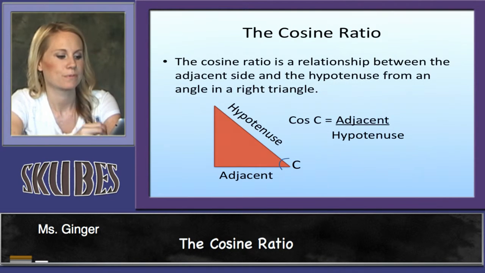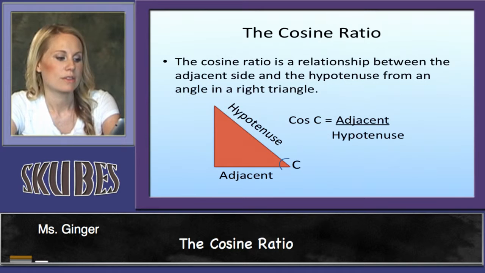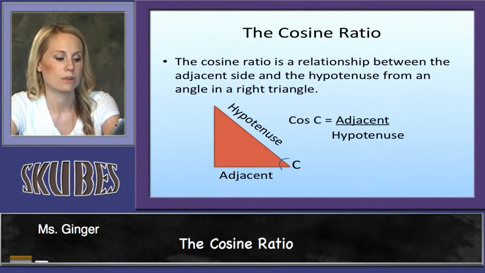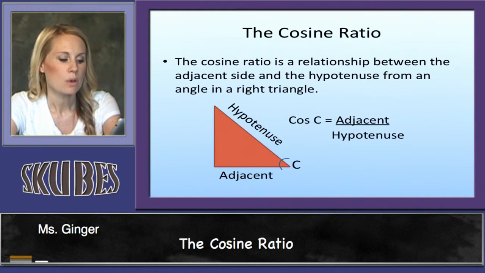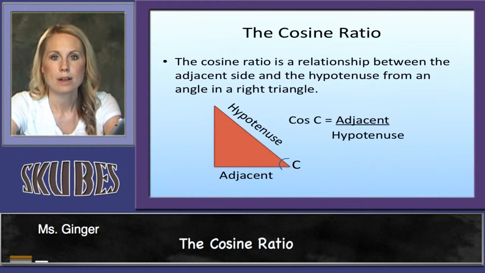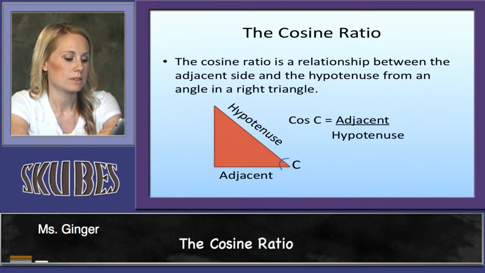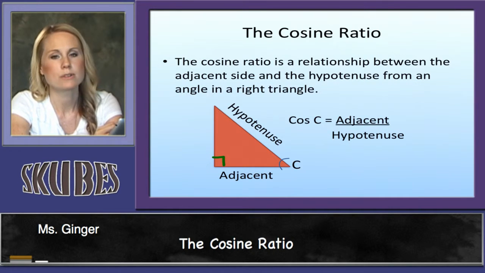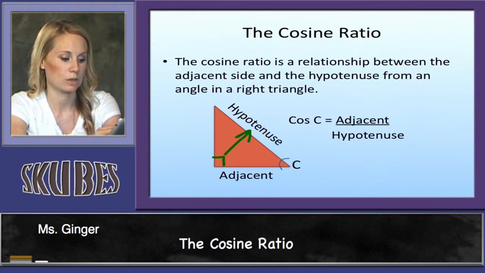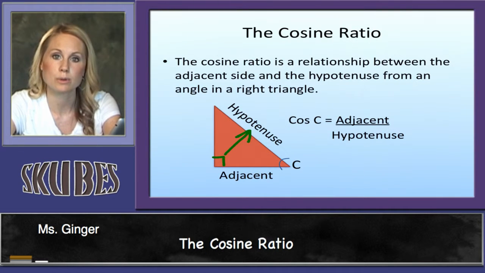So we'll get started. You need to know that the cosine ratio is a relationship between two sides in these right triangles, and it is the adjacent side over the hypotenuse. When you have a right triangle, you're always going to have an adjacent, an opposite, and a hypotenuse. You will always know which side is the hypotenuse because it will be the longest of your sides. It will also be across from the 90-degree angle symbol in your triangle.